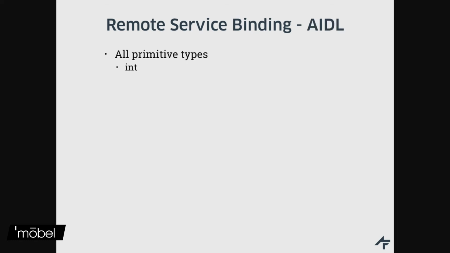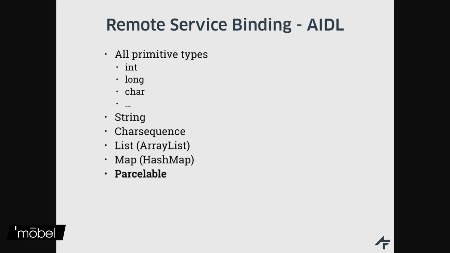About that AIDL, it's an interface that's going to describe your service and what we can send over the line. So all the primitive types, a string, a CharSequence, a list, and a map, but also a Parcelable, and that's interesting. A Parcelable is sort of like something serializable for people that don't know it. So you can take a complex Java object, reduce it to its primitive types, and then there's a way of rebuilding it into its complex object. So you can actually send complex objects over the line between those apps, and that's what we want.